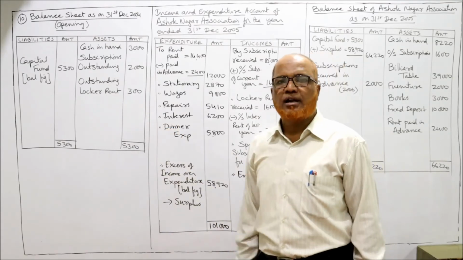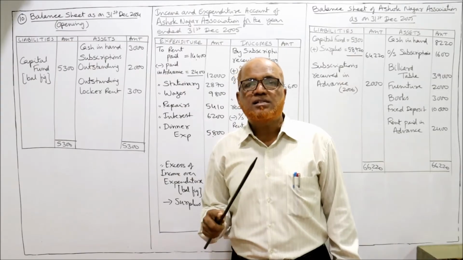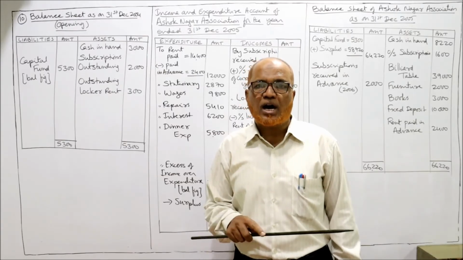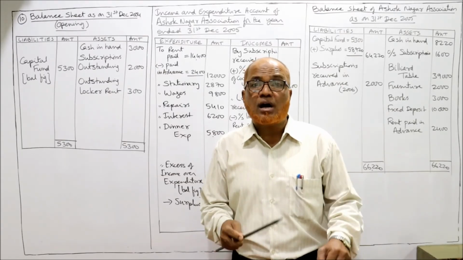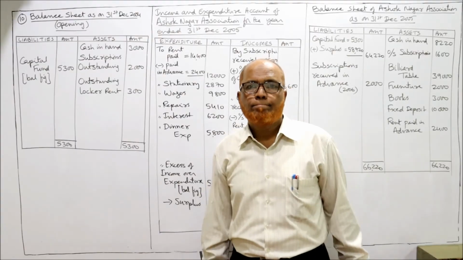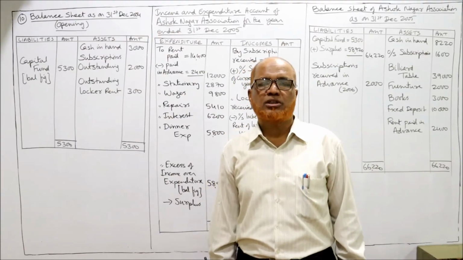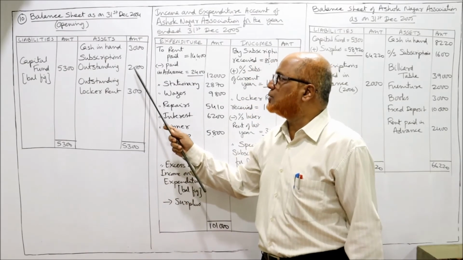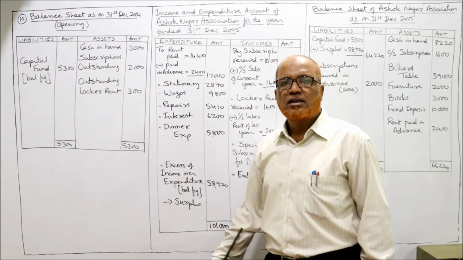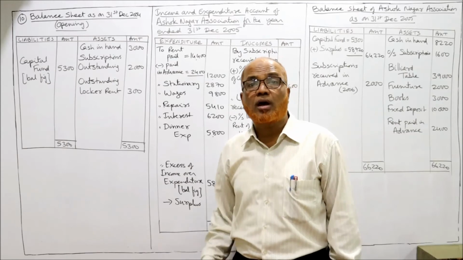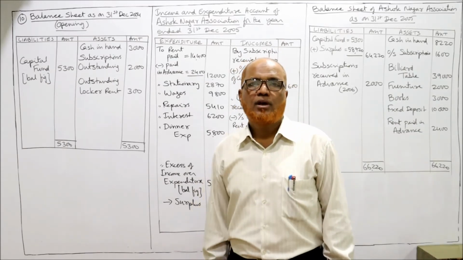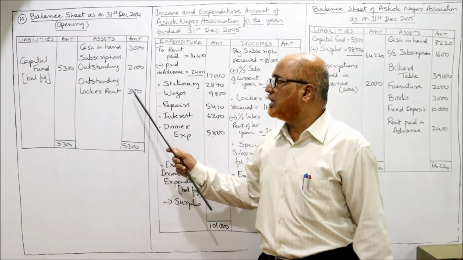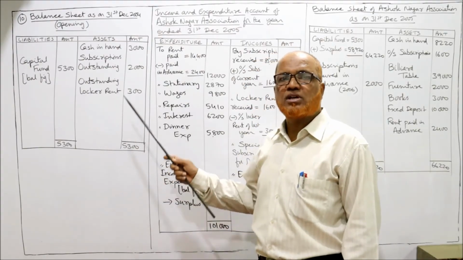Similarly, subscription outstanding. On the receipt side, it is given that subscription for last year 2004 received is 2000. If 2000 rupees of 2004 subscription was received, it means it was due last year. In 2004 there was outstanding subscription which was received in the current year, so it was due last year. So outstanding subscription 2000. Outstanding locker rent, it is given in the adjustment that 300 rupees locker rent is for last year 2004. So I have taken locker rent 300. That's all. These are the items which are related to last year.